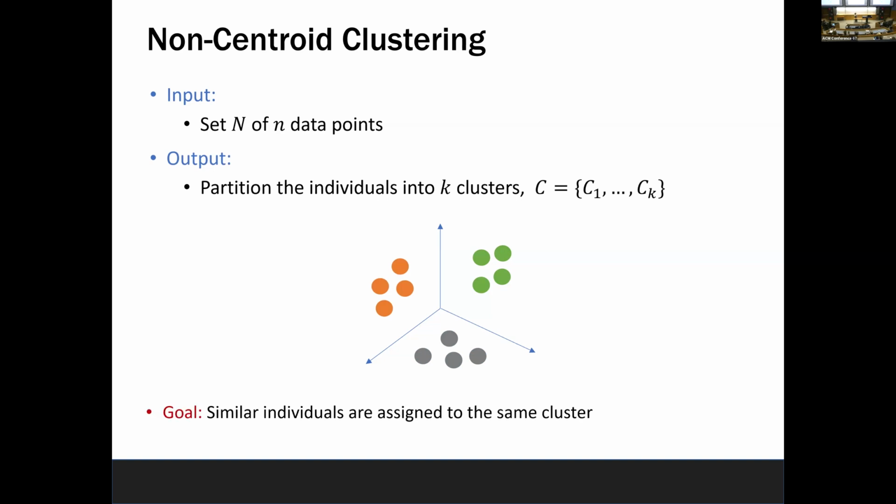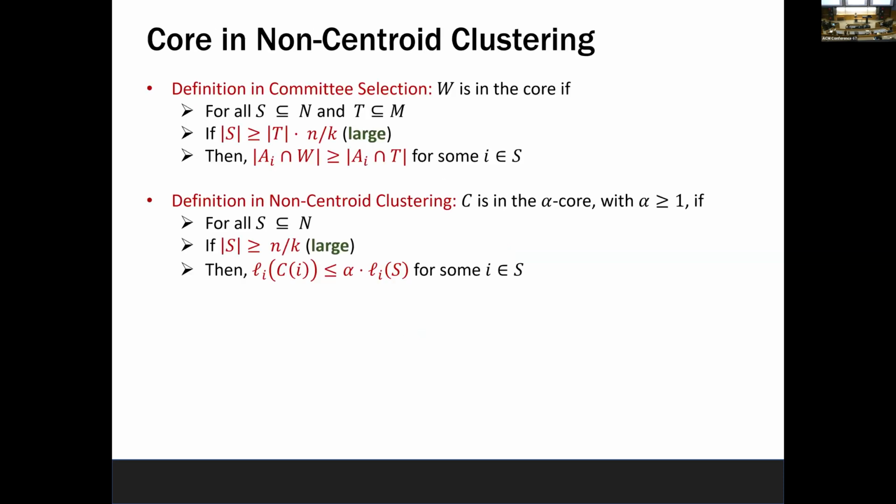So the high-level intuition and goal that we want to achieve in a non-centroid clustering problem is that similar individuals are assigned to the same cluster. So a reasonable question is how we can achieve fairness in this context. Actually, we'll use the idea of the core, which has been applied in committee selection and in centroid clustering work, for defining fairness in the non-centroid case as well.